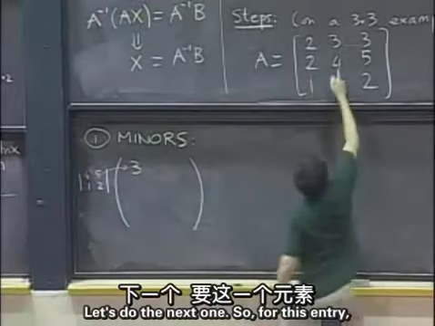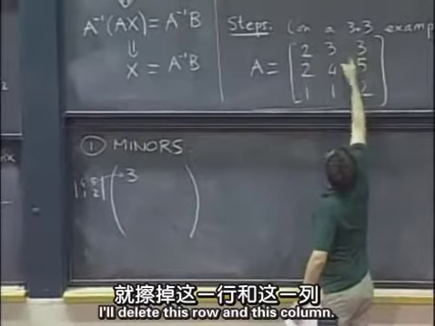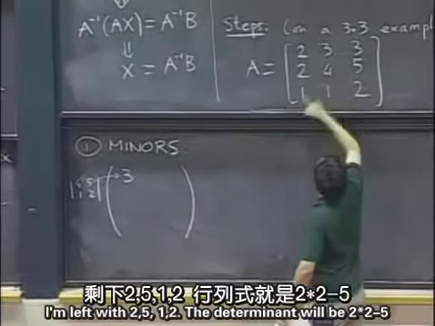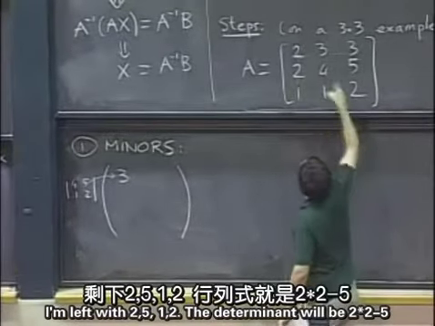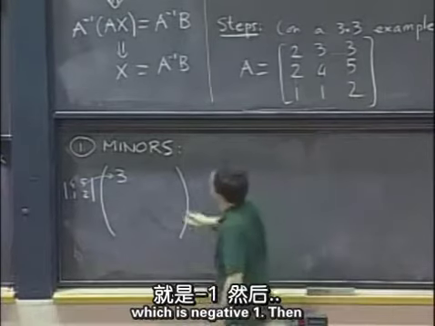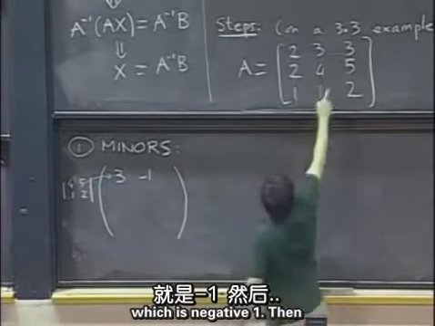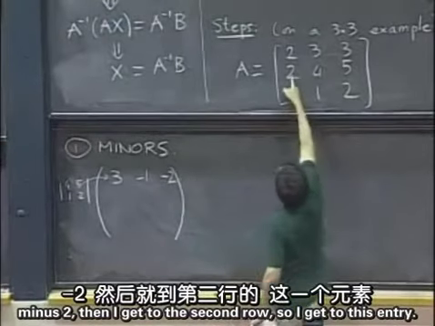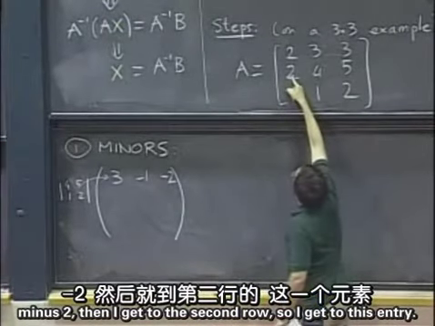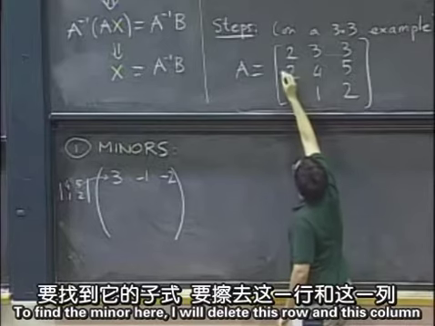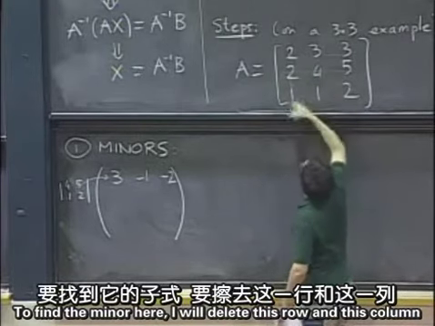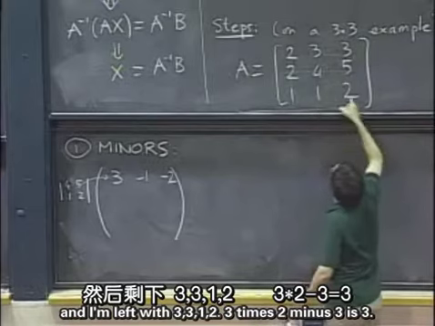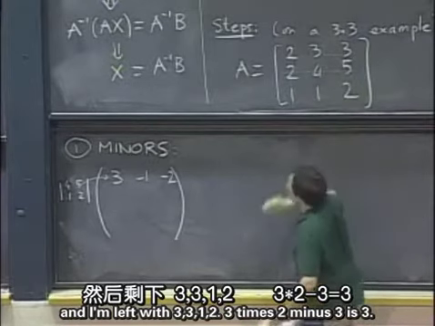Let's do the next one. For this entry, I delete this row and this column. I'm left with 2, 5, 1, 2. The determinant will be 2 times 2 minus 5, which is negative 1. Then minus 2. Then I get to the second row, so I get to this entry. To find the minor here, I delete this row and this column, and I'm left with 3, 3, 1, 2. 3 times 2 minus 3 is 3.